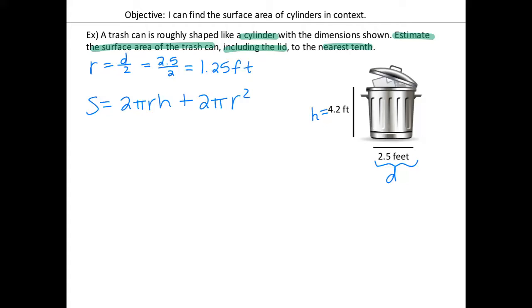And now that I have all my values, notice all I needed is the r and the h. That's all I need, the radius and the height, to find the surface area. So now that I have my values, I'm going to just plug them in. It's going to be S is equal to 2 times pi, my radius is 1.25, times my height is 4.2, plus 2 pi, and my radius again is 1.25, and then I'm going to square that.